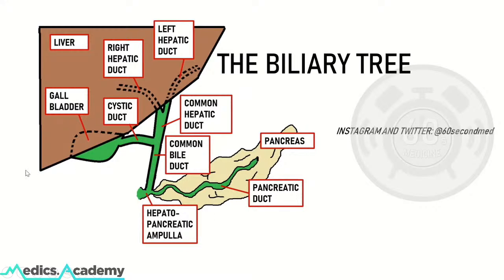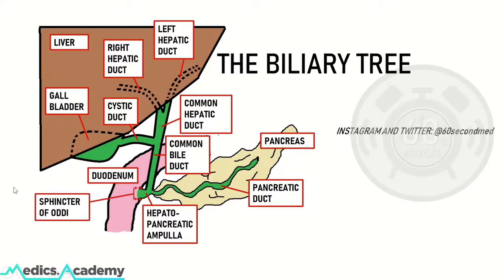All these secretions can then flow into the duodenum for their function, more specifically in the second part of the duodenum. These secretions are controlled by the sphincter of Oddi, which is a muscular sphincter surrounding the hepatopancreatic ampulla. So that's a quick presentation on the anatomy of the biliary tree.